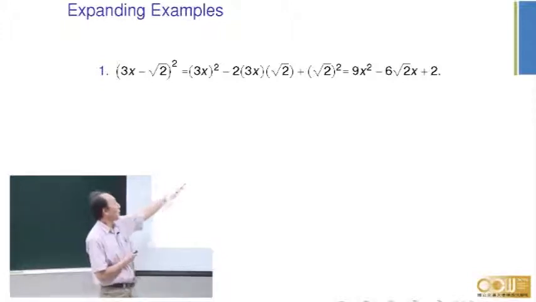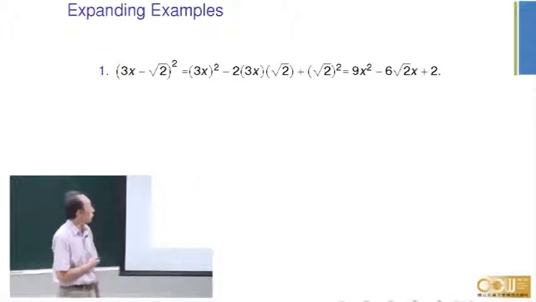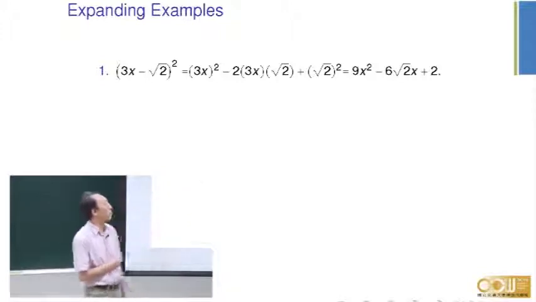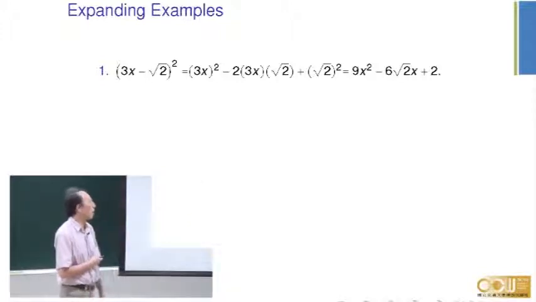And here, for the second quantity, 2 times 3x times square root of 2. I'm using the commutative properties and associative properties to put the scalar term to the front, and it becomes negative 6 square root of 2 times x. And for the scalar terms, the square of square root of 2 equals 2. This should not be too difficult.